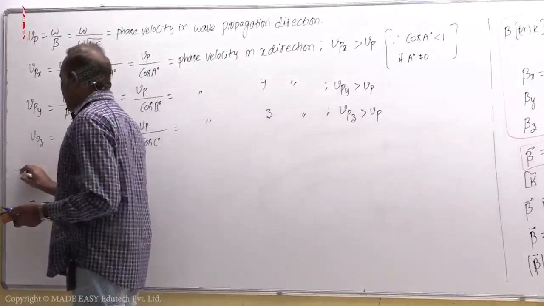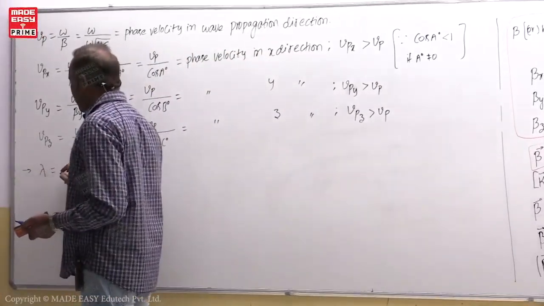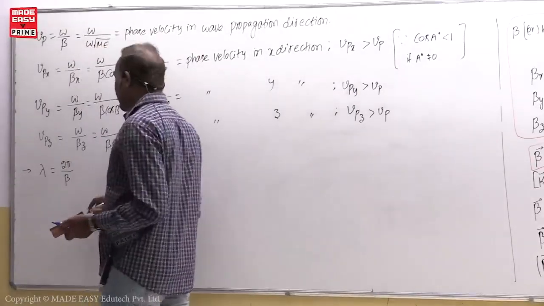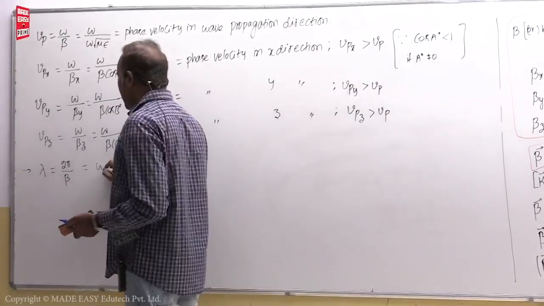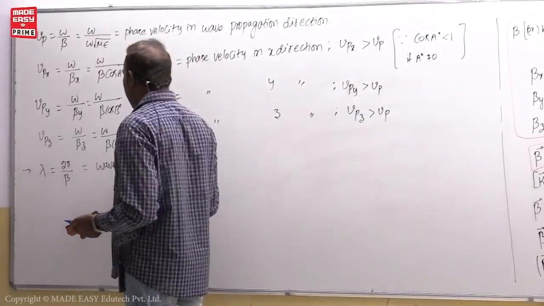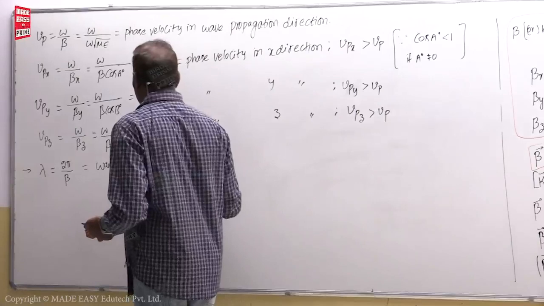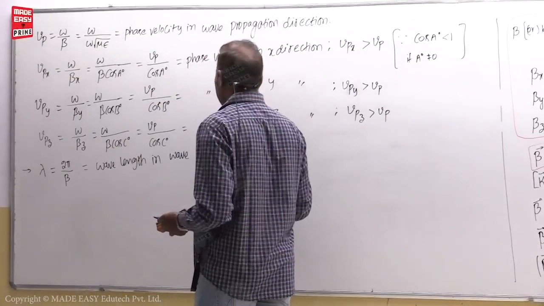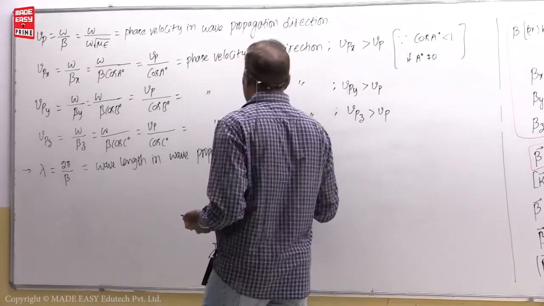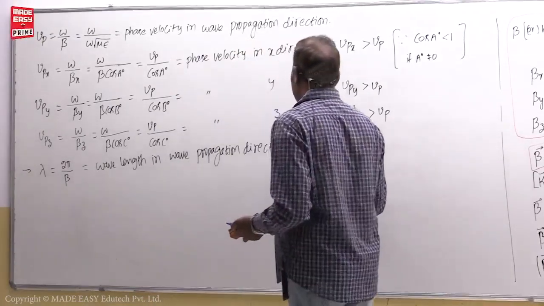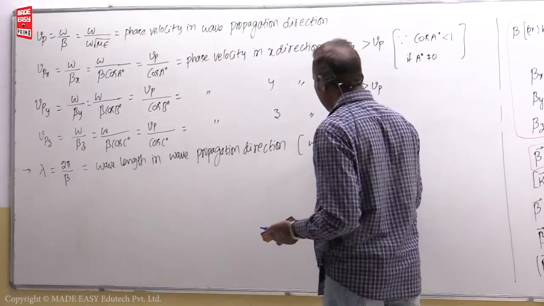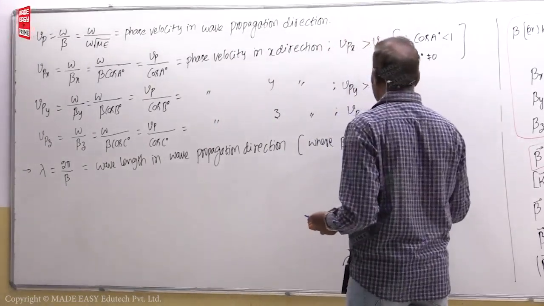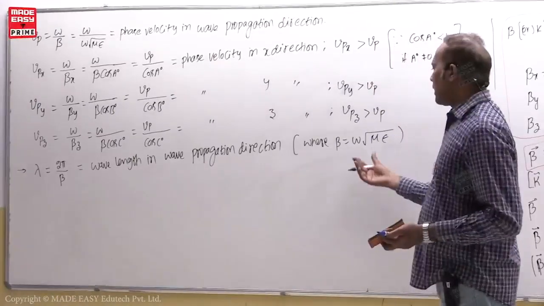In this way, you can see that lambda is equal to 2 pi by beta. Now, students, what is this lambda? It is the wavelength in the wave propagation direction, where beta is equal to omega root mu epsilon. That is the general formula, omega root mu epsilon.